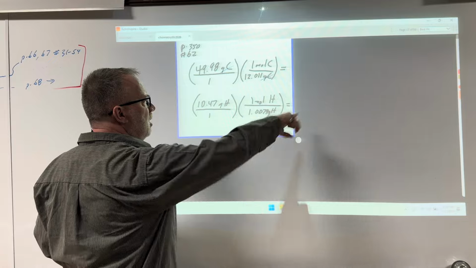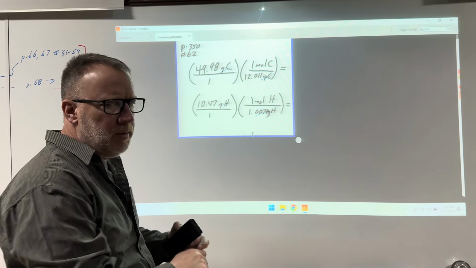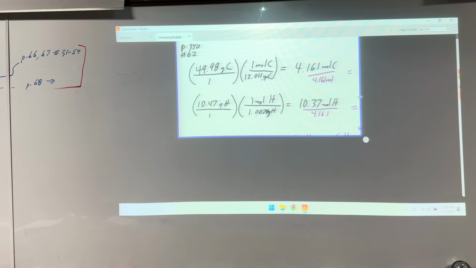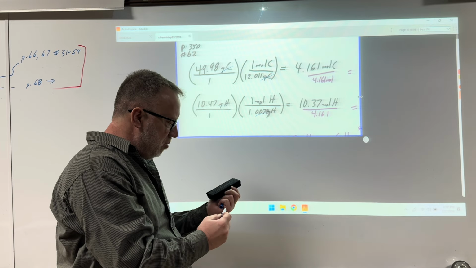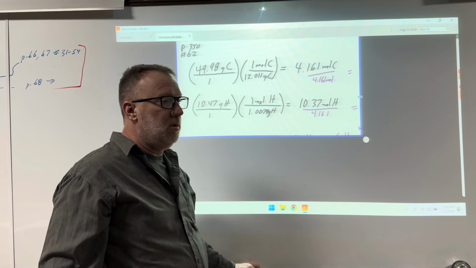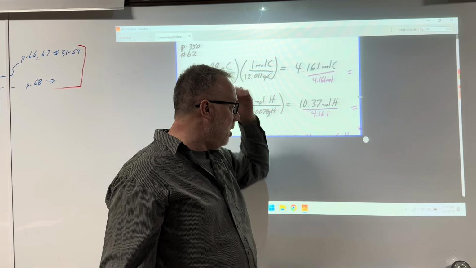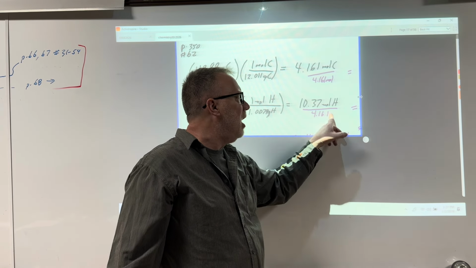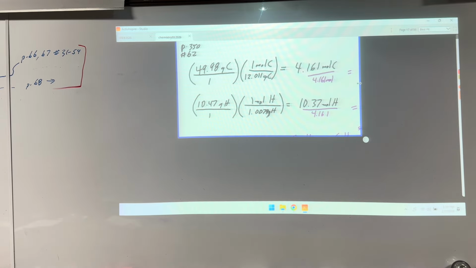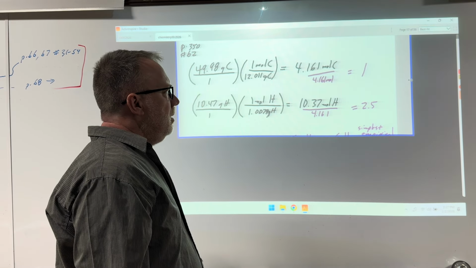10.47 grams of hydrogen, and there's 1.0079 grams of hydrogen per mole, so grams hydrogen cancels. And it becomes 4.161 moles of carbon, 10.37 moles of hydrogen. Divide by the smallest. You gotta identify which number is the smallest, because sometimes students mess that up. So 4.161 is smaller than 10.37. Divide them and you get 1 and 2.5. And pretty close to 2.5.